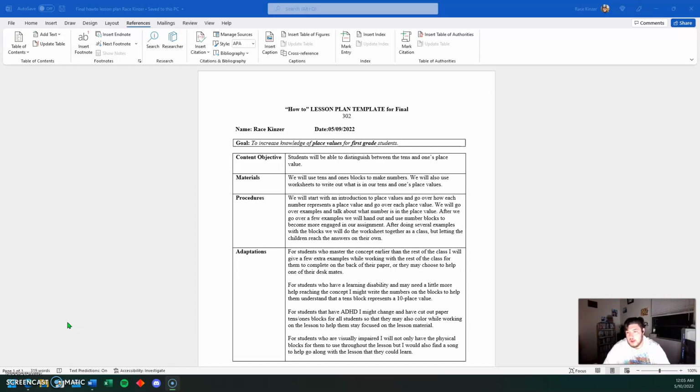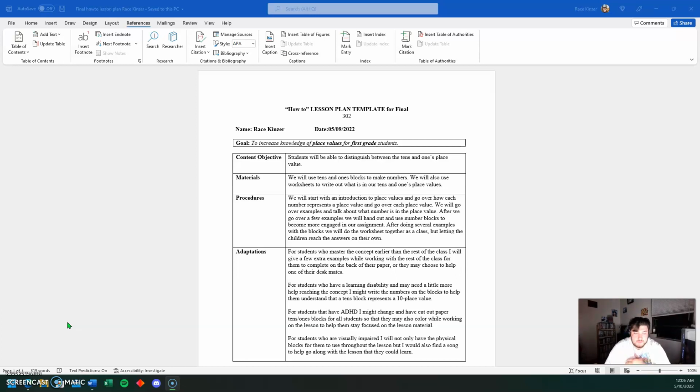The materials I'm going to use are a couple of different things. They'll be using blocks, they'll be using paper, and I'll have worksheets for the students also. For example, students that master the concept early, I will have them do a worksheet or help the students beside them. Anyways, we'll get to that later on in the lesson plan.